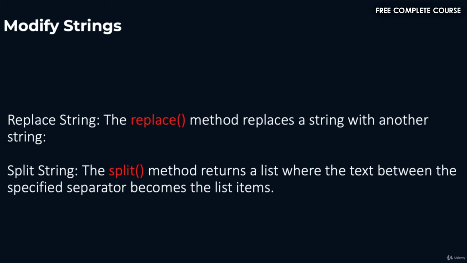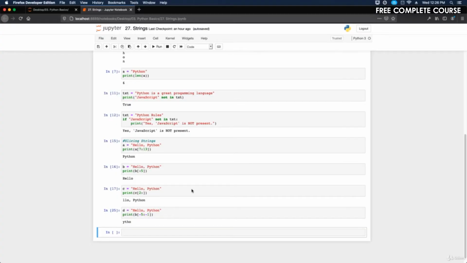Okay? So now that we understand what modify strings is, let's jump into our notebook and take a look at this. All right, so I'm inside of the strings notebook that we created earlier. And what I want to do is let's talk about uppercase first, or the upper method first. Okay, so I want to do a couple things here. We're going to do a equals hello Python.